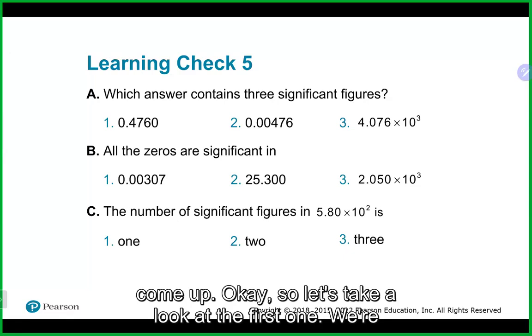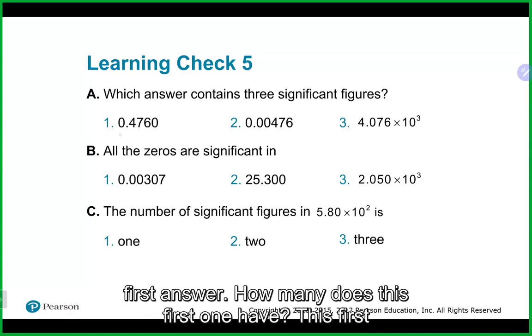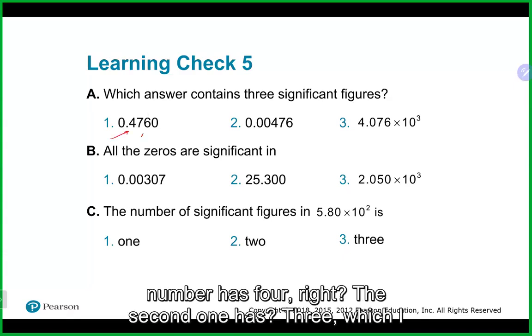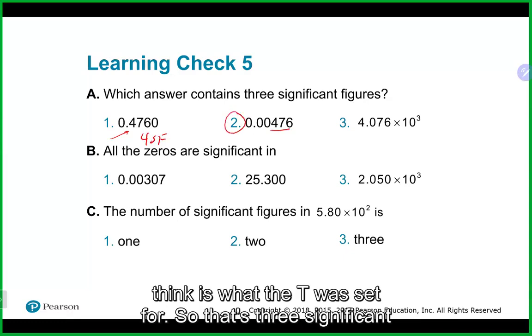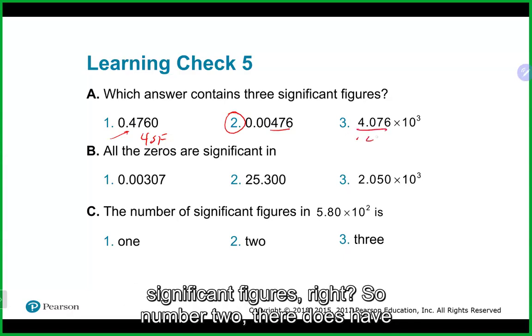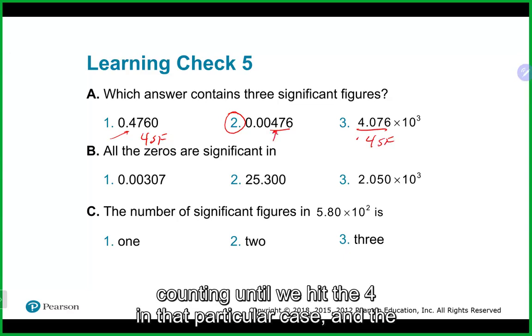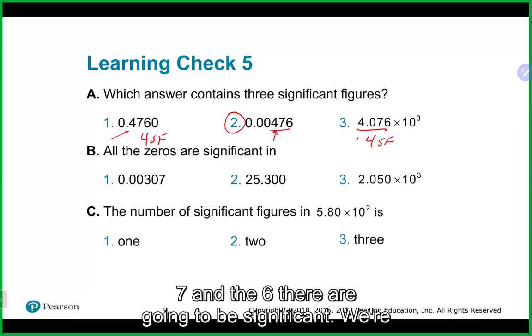Okay, so let's take a look at the first one. We're looking for 3 significant figures. So let's start with the first answer. How many does this first one have? This first number has 4, right? The second one has 3. So that has 3 significant figures there. And this one here does have 4 significant figures at the end, right? So number 2 does have 3 significant figures. Again, we wouldn't start counting until we hit the 4 in that particular case. And the 7 and the 6 there are going to be significant.